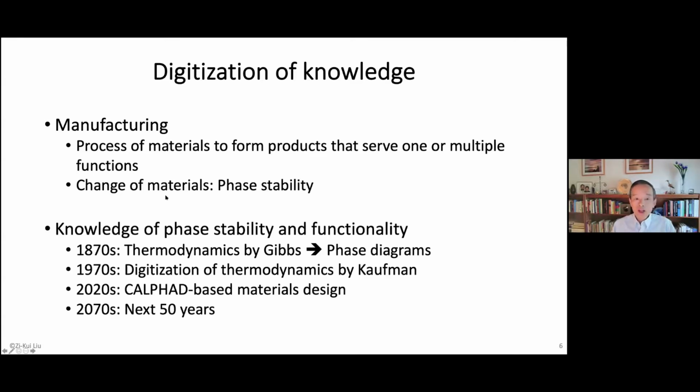And then how do we digitize this phase stability knowledge? Well, that's thermodynamics. If you think about it, that's 1870s by Gibbs. That's 150 years ago now, right? And then about 100 years later, we got another great scientist, Kaufman. He learned the necessity to digitize this thermodynamics. So he created the CALPHAD method back in the 1970s. It's really the digitization of thermodynamics, putting it in functions, in formulas.